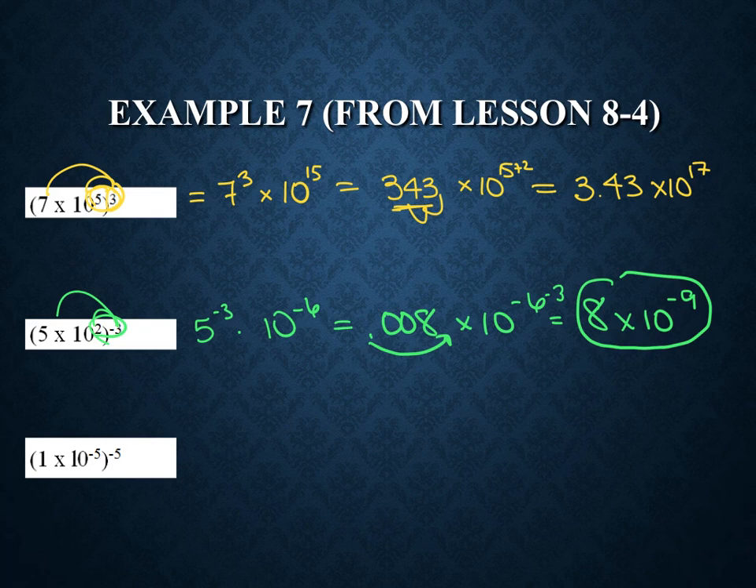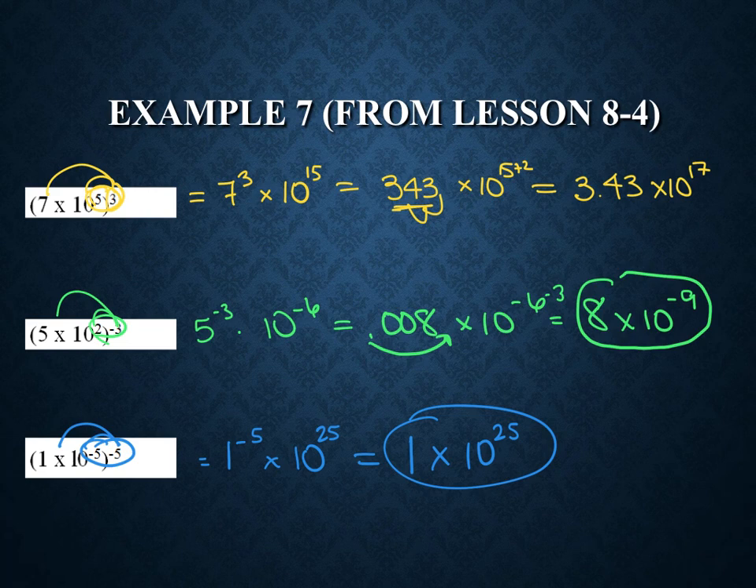And then the very last one, I have 1 times 10 to the -5th being raised to the -5th. So this really gives me 1 to the -5th times 10 to the -5 times -5 is going to give me a positive 25. So 1 raised to any power is still going to give me 1, and then I just have times 10 to the 25th, and that there will be my final answer.